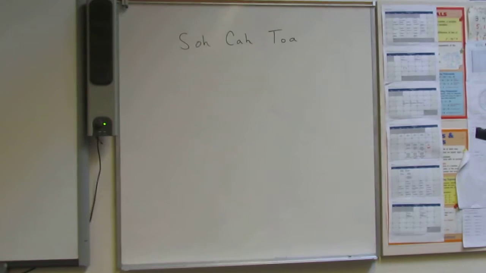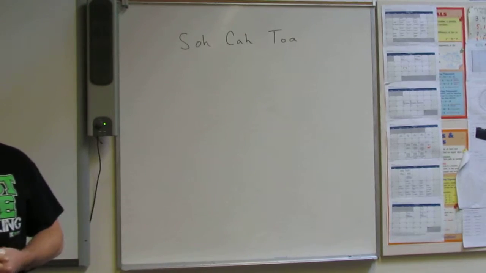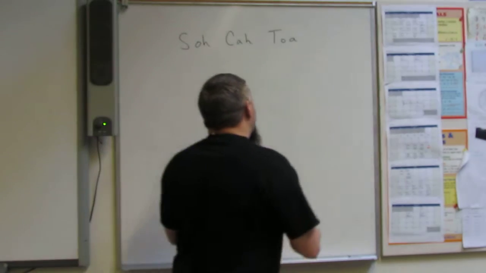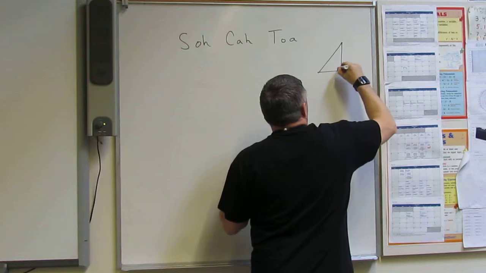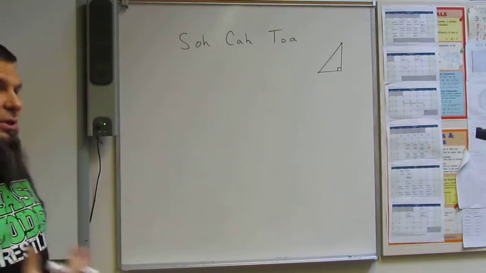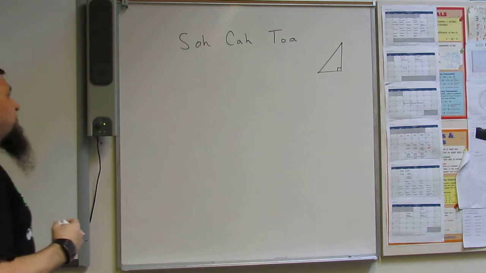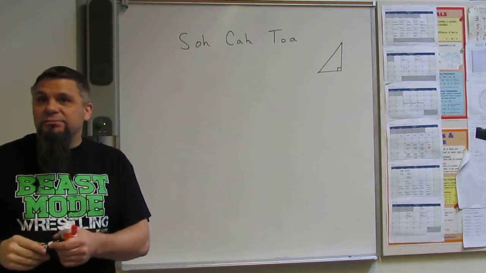All right, chapter 10, 10.1, SOH CAH TOA. This is right triangle trig. Every time you have a right triangle, we can use SOH CAH TOA. So we have to learn some things about it. What does it mean?